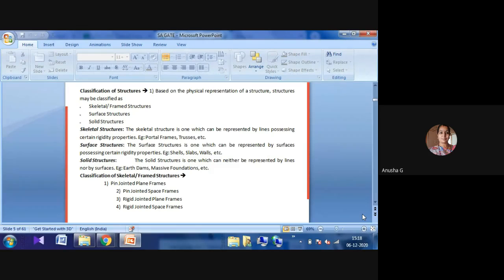A skeleton or framed structure is again divided into four types: pin jointed plane frames, pin jointed space frames, rigid jointed plane frames, and rigid jointed space frames. These will all be solved in Structural Analysis 1 and 2, and these framed structure problems will be solved in STAAD Pro also. Okay, now we'll see them one by one.